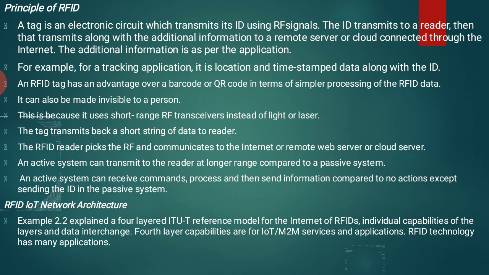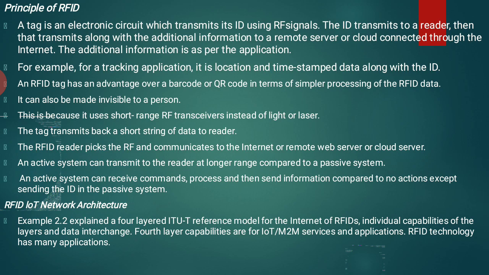An active system can receive commands, process, and then send information, compared to no action except sending the ID in a passive system. Suppose you are using an active system, it can receive a command. So whatever commands we are giving can be received. Later on it processes and sends information, compared to no further process except sending the ID in the passive systems.